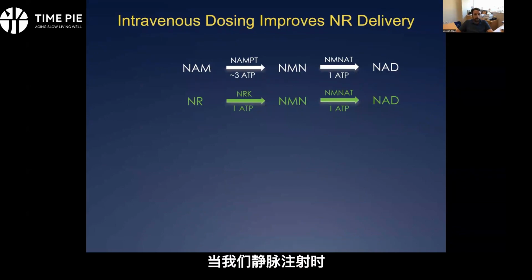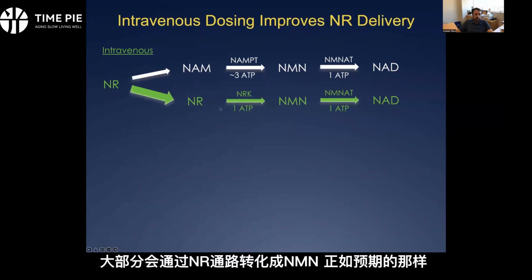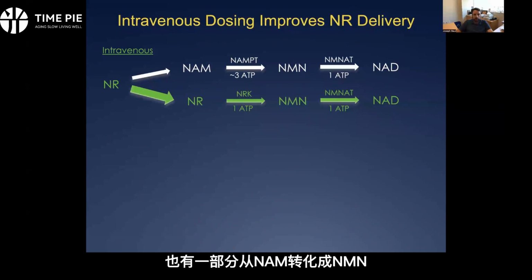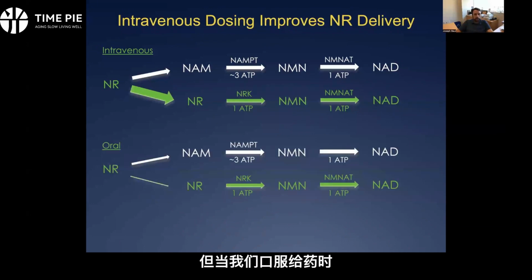And when we give molecules intravenously, this is kind of what we see. The majority of it does go through the nicotinamide riboside pathway as anticipated. We see some going through the NAM pathway. But when we give things orally, which is the main way they're given to humans, you can see that, first of all, a lot of it's unaccounted for. There's less going through nicotinamide and less going through nicotinamide riboside. In fact, very little is going directly through NRKs, through this green pathway.